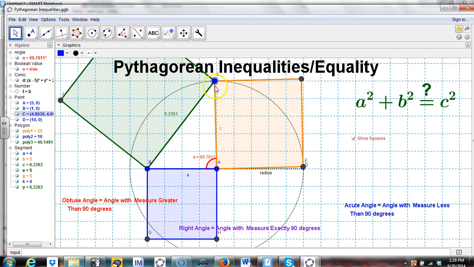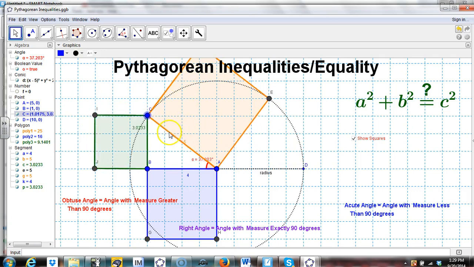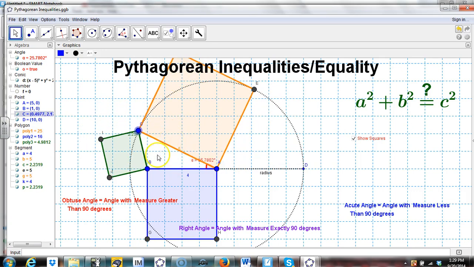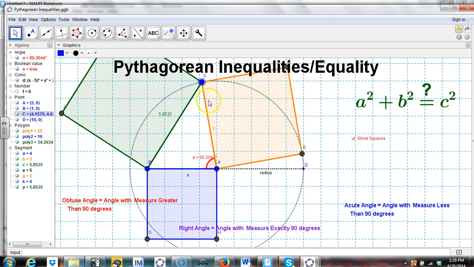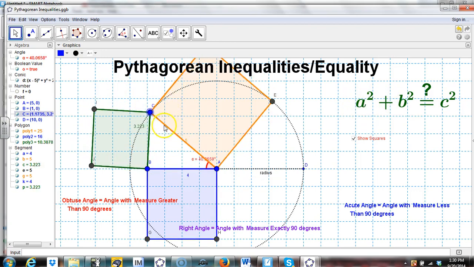Okay, 6.4. And as we shrink the angle, notice the side length gets smaller and smaller. Smaller angle, smaller distance between the two points. Okay? So now if we look at the area of this, these areas are not changing here on our two legs. So the sum is staying the same, this a squared plus b squared value, right? But now our c squared is getting smaller and smaller.